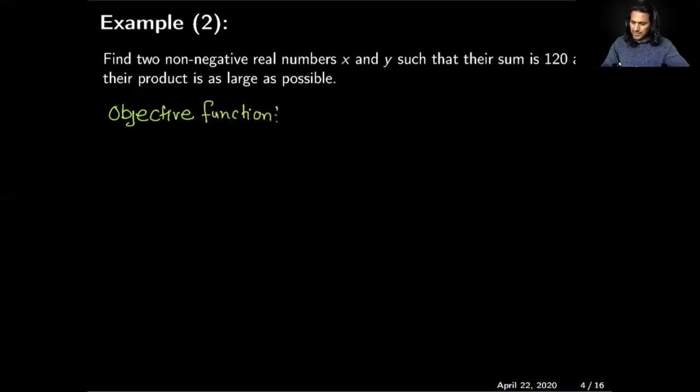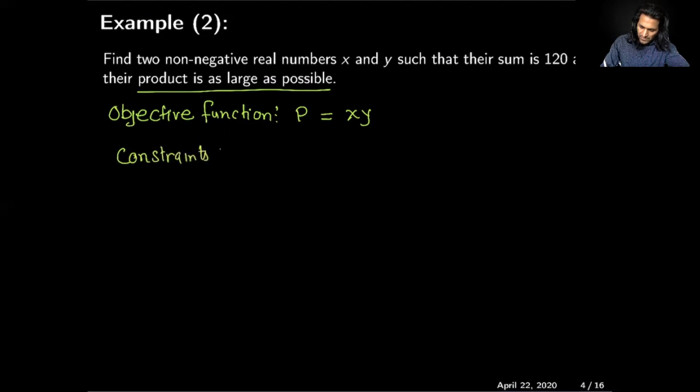The objective function again, the keyword will be the largest, or the maximum or the minimum. So as you can see, the product is to be the largest possible. So my objective function will be the product of the two numbers, x and y. So that's my objective. So let's see what the constraints are. Two non-negative real numbers x and y such that their sum is the constraint: x plus y is 120, and both are positive numbers.